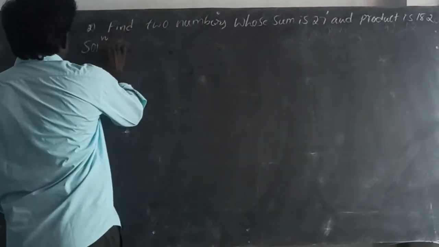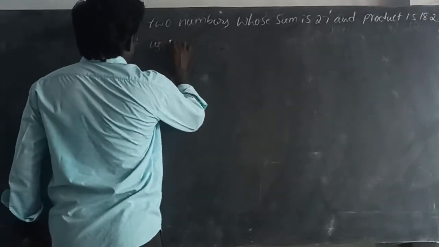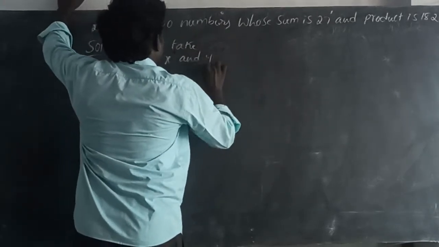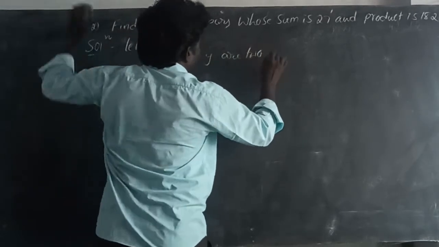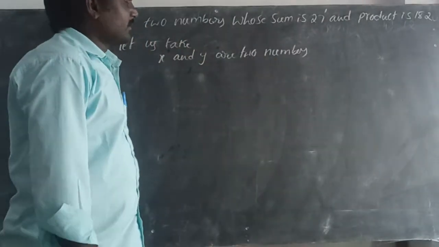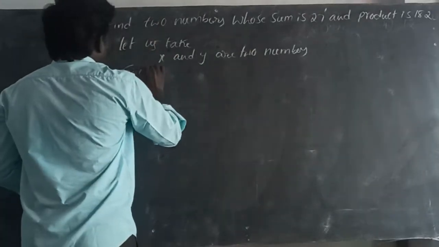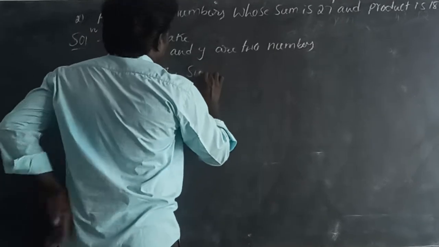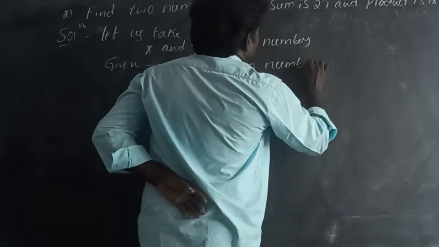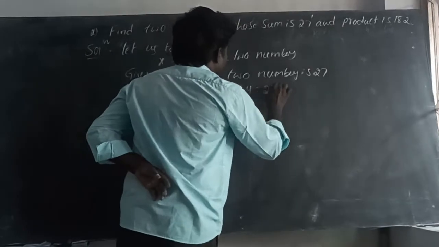Let us take the two numbers as x and y. So x and y are two numbers. What they have given is that the sum is 27. So the sum of the two numbers is how much? 27. So that is x plus y is equal to 27.